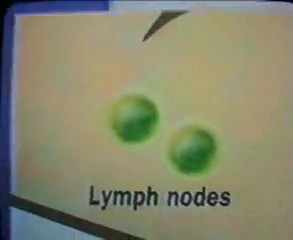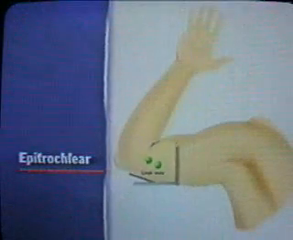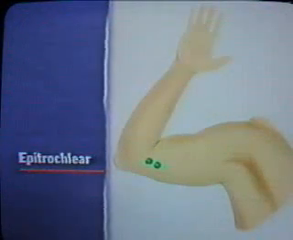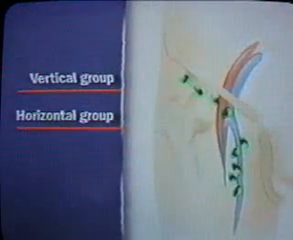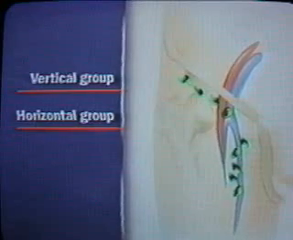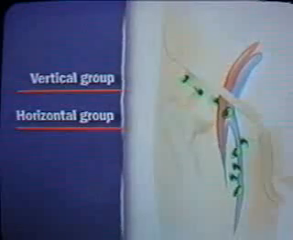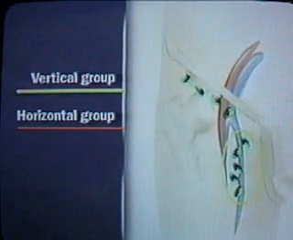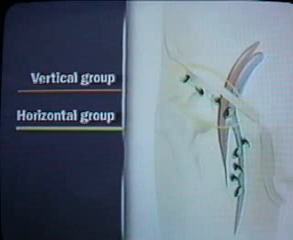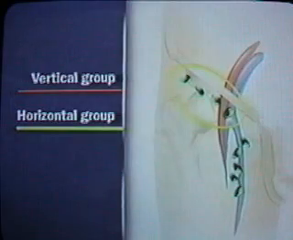Lymph nodes are normally round, oval, or bean-shaped structures. In the arms, the epitrochlear nodes may be felt. In the legs, only the superficial inguinal nodes are often felt. These nodes are divided into 2 groups: the vertical group, clustered over the upper part of the great saphenous vein, and the horizontal group, which lies high in the anterior thigh below the inguinal ligament.